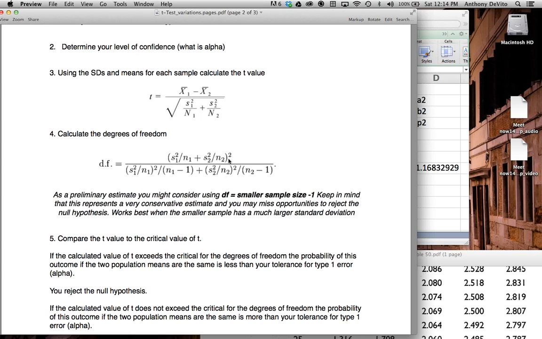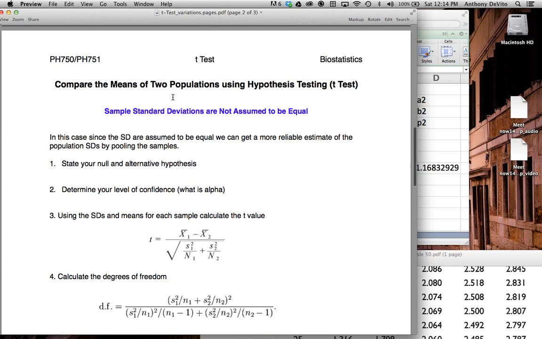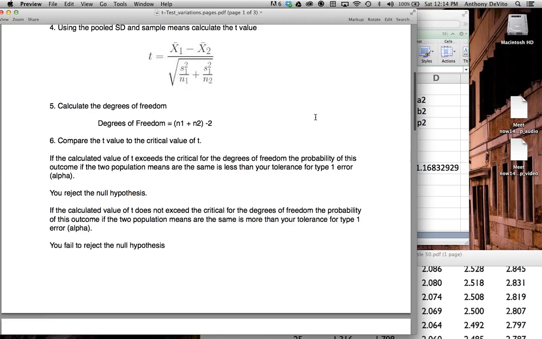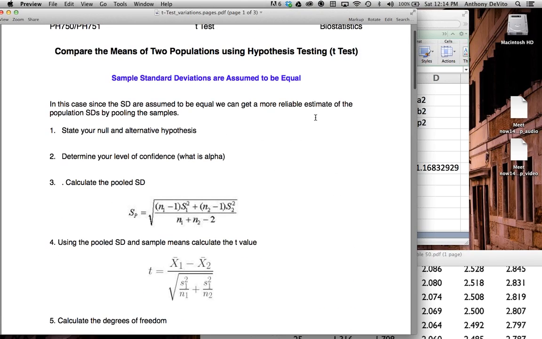The best way is to actually solve this formula, or even better, use SPSS and have it solve that formula for you automatically. But this tedious formula is the way we calculate the degrees of freedom. So we'd be doing the same process, except using slightly different formulas for not assuming equal standard deviations versus standard deviations being equal.